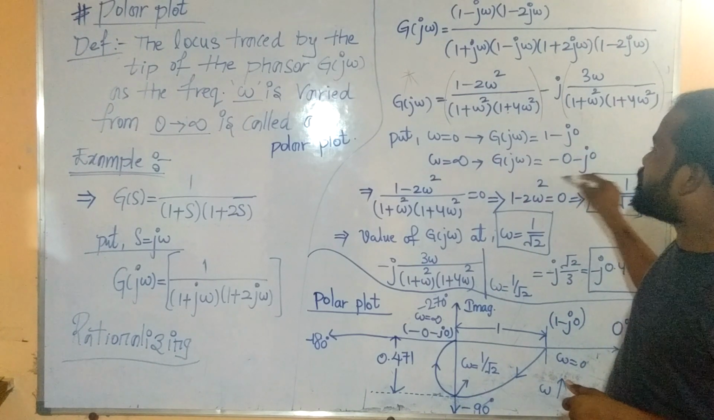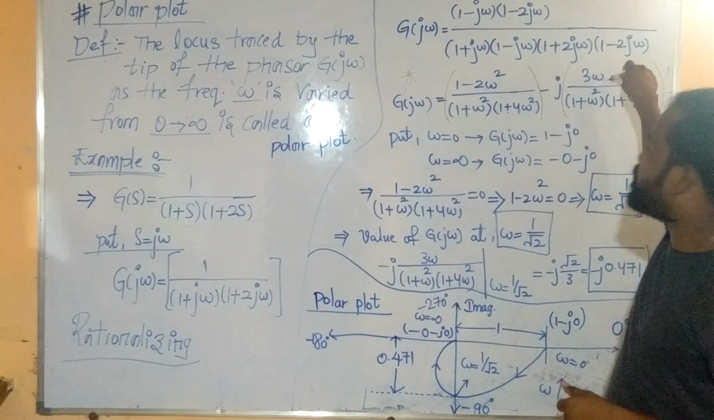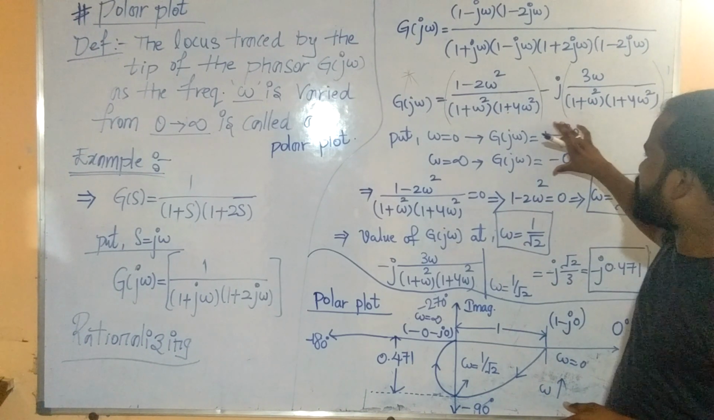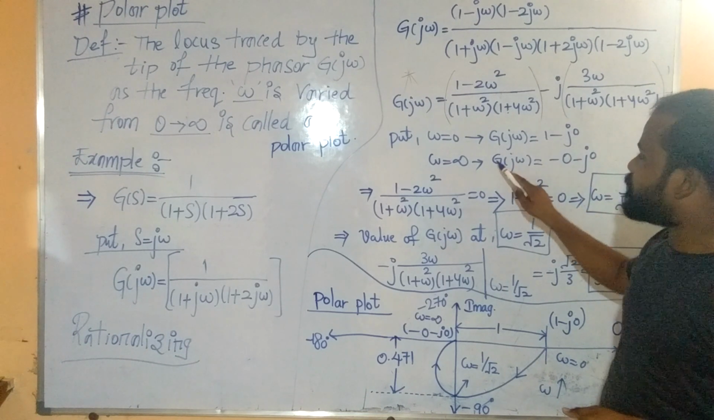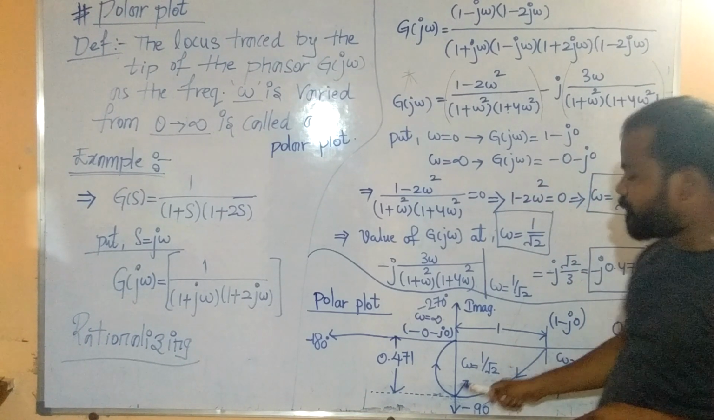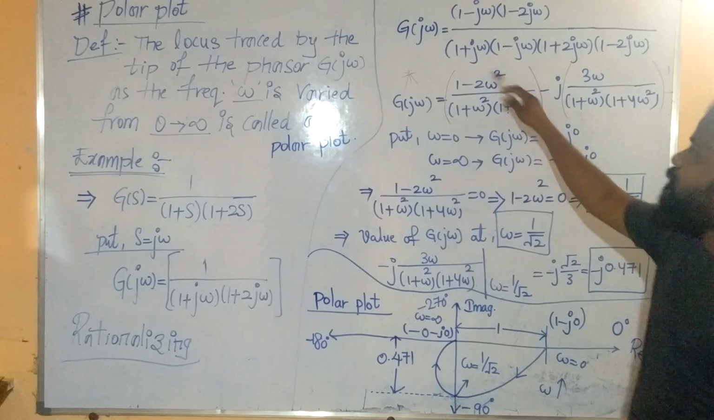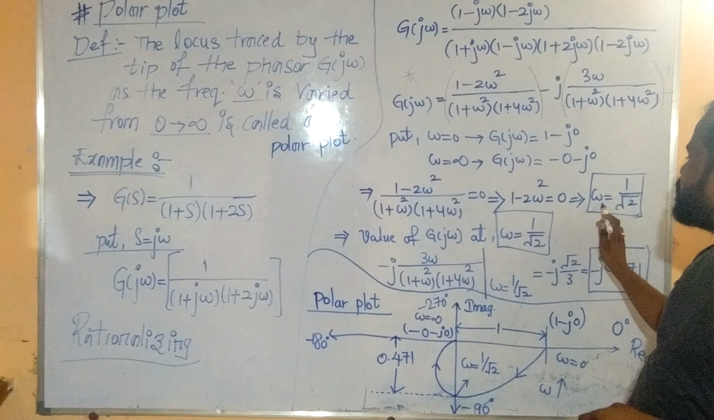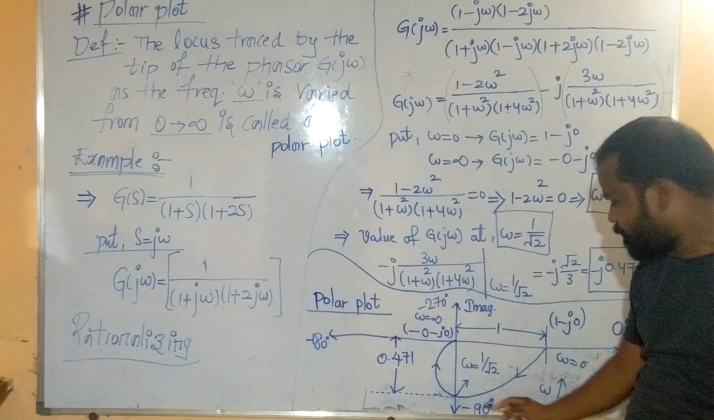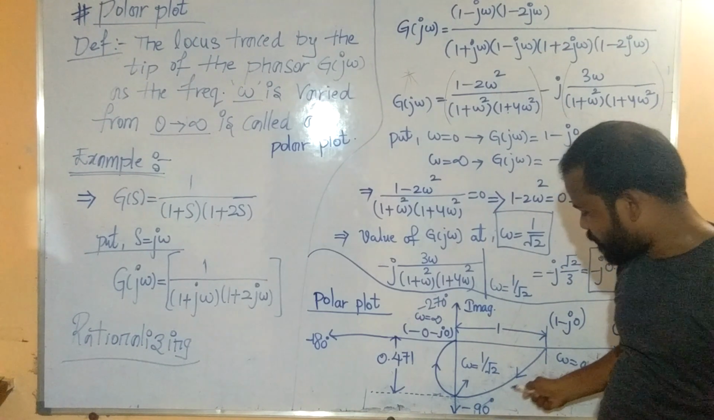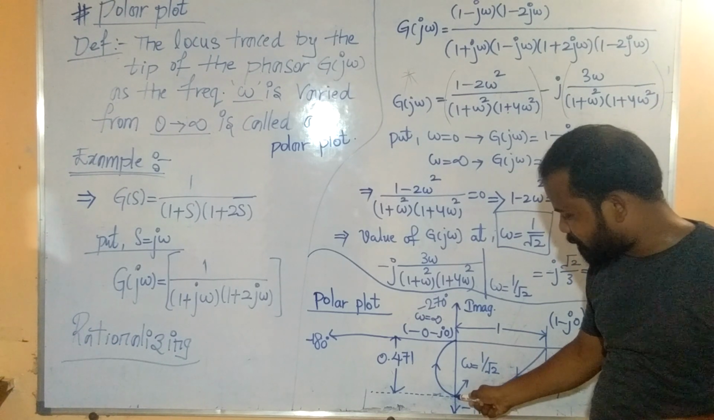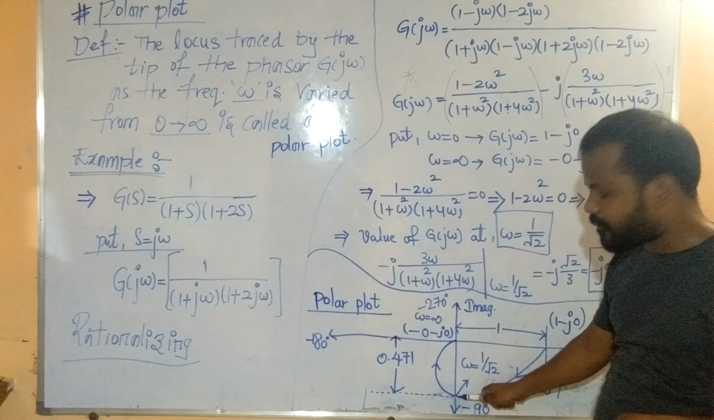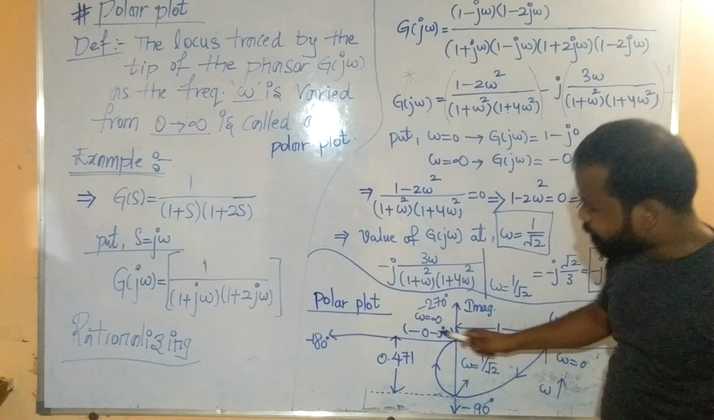For example, if the curve touches the real axis, then we need to consider the imaginary term, make it equal to 0, and calculate the value of omega. Clear? So by observation of this term, this polar plot will definitely touch the imaginary axis. That's why, to calculate this omega value, consider the real term and make it equal to 0. You will get omega equal to 1 by root 2. So this curve starts at this point, touches the imaginary axis at omega equal to 1 by root 2 here, and ends at this point.